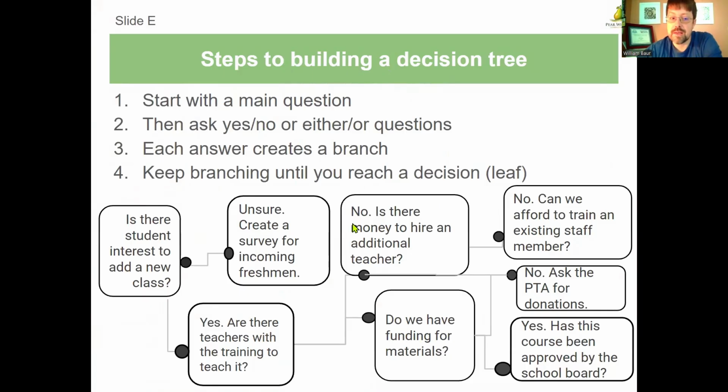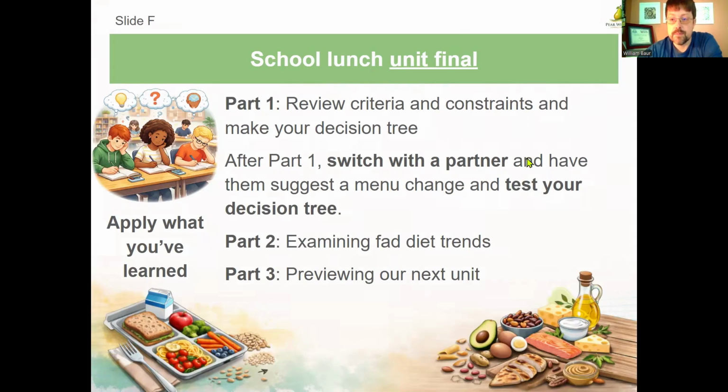So here is an example of what a decision tree might look like. It's a series of yes or no, either-or questions, and then it branches off and helps you make a decision in a systematic way. So we've made it to the last slide of the unit. Let's get into what the unit final looks like.